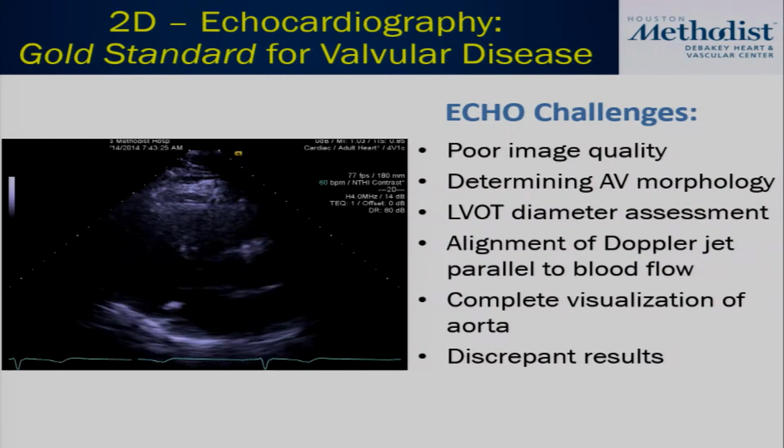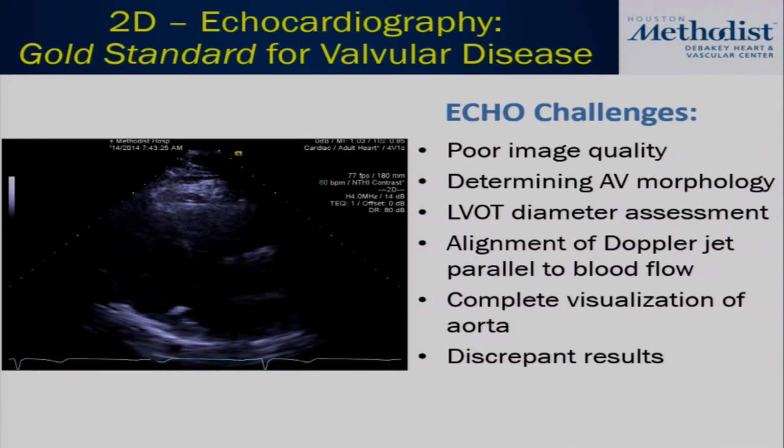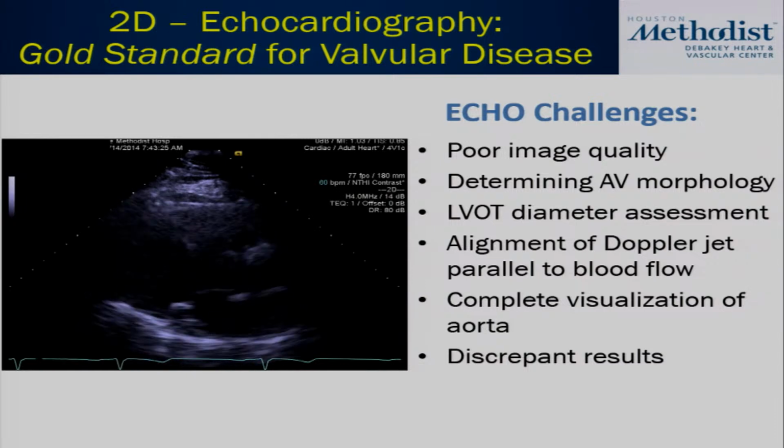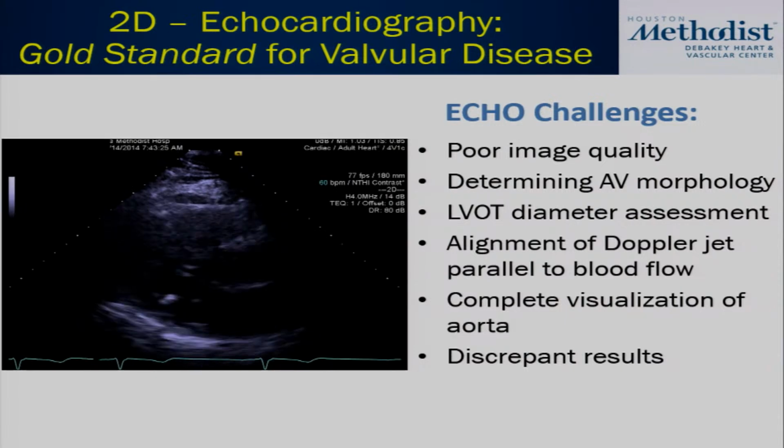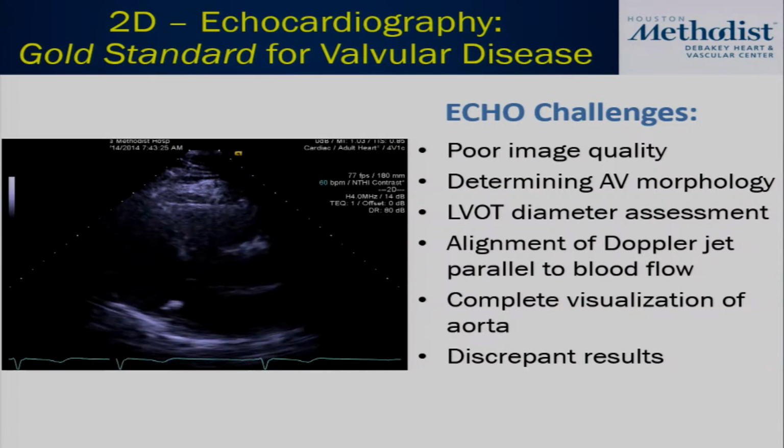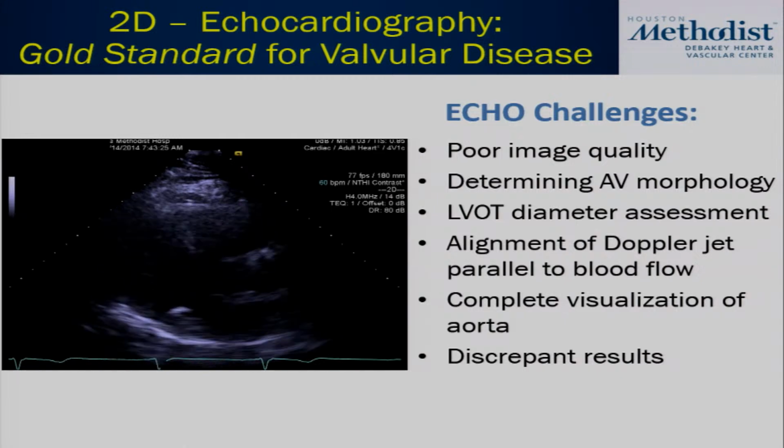Aortic LVOT diameter assessment is so important because you need that correct stroke volume in order to be able to accurately determine a valve area. You want to make sure your jets are parallel to the blood flow. Sometimes that can be difficult. You really can't completely visualize the aorta, and we know this is very important for those patients who have bicuspid valves. And it's not uncommon, as Dr. Sherblu had showed us, that you have discrepant results between gradients and valve area.